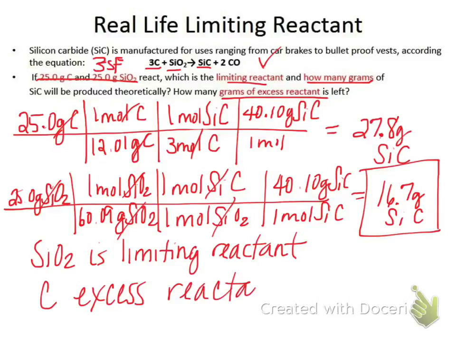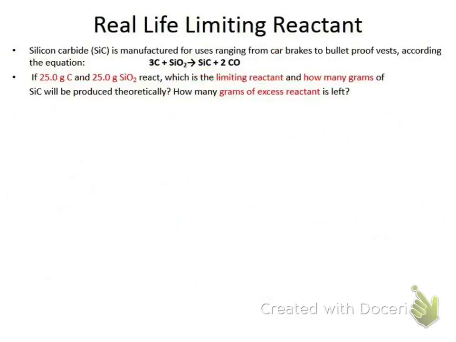Okay, so the last part of that question asks how many grams of excess reactant are left over. So we're going to need to do yet another stoichiometry problem. So hopefully you have all this written down. I'm going to erase it and do the excess reactant. So for excess, we're going to do this. We determined that silicon dioxide is our limiting reactant, so we're going to start with that again.